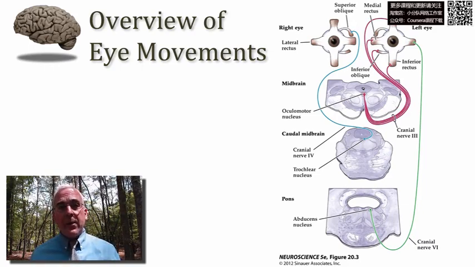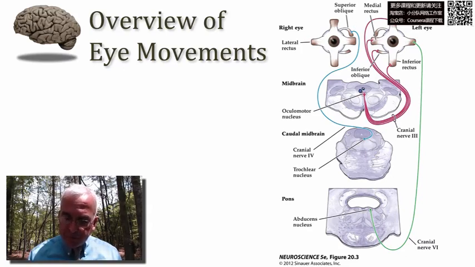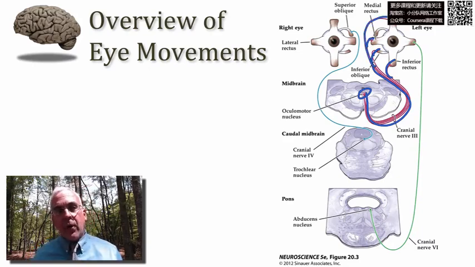All the other pairs of extraocular muscles are supplied by our ocular motor nuclei, with the ocular motor nucleus on one side of the midbrain. Here's our ocular motor nucleus, supplies innervation to the inferior rectus, the inferior oblique, the medial rectus, and the superior rectus, all on the same side as the nerve. Okay? So the third cranial nerve supplies ipsilateral extraocular muscles.